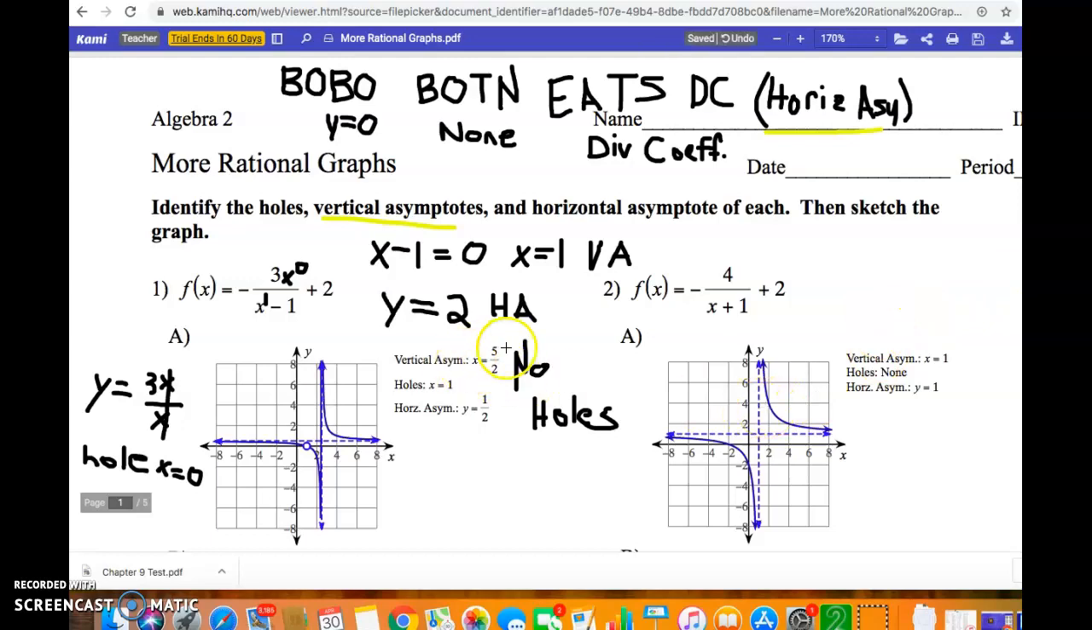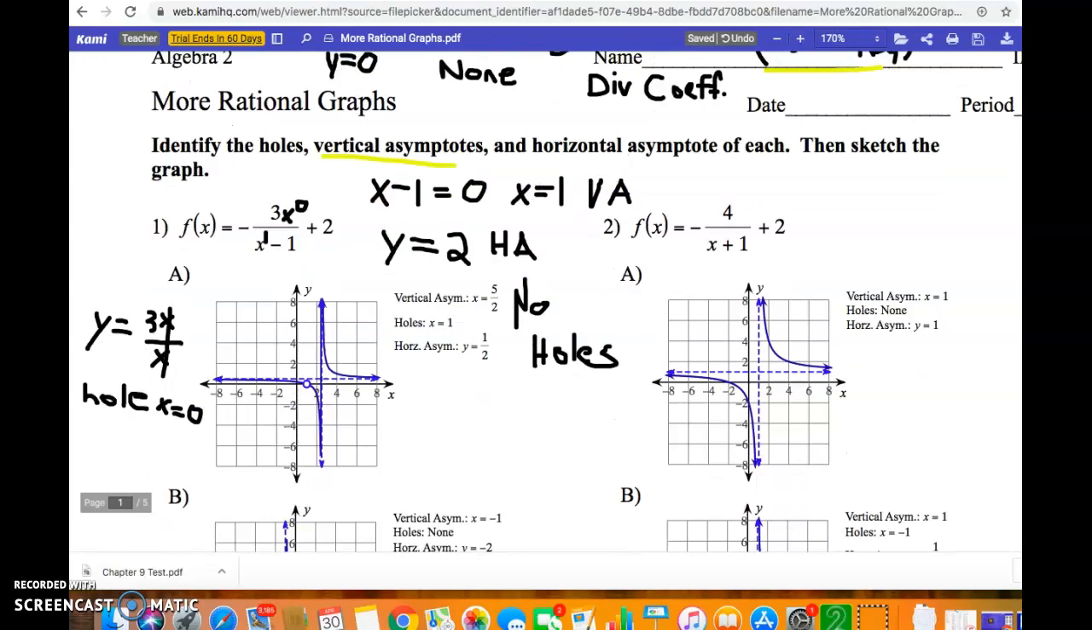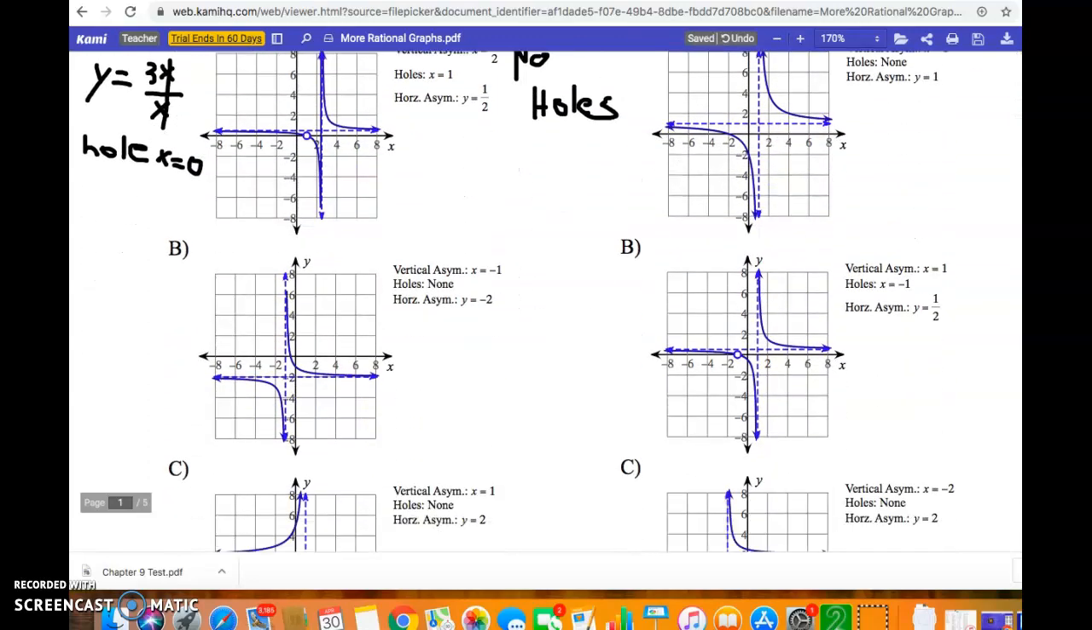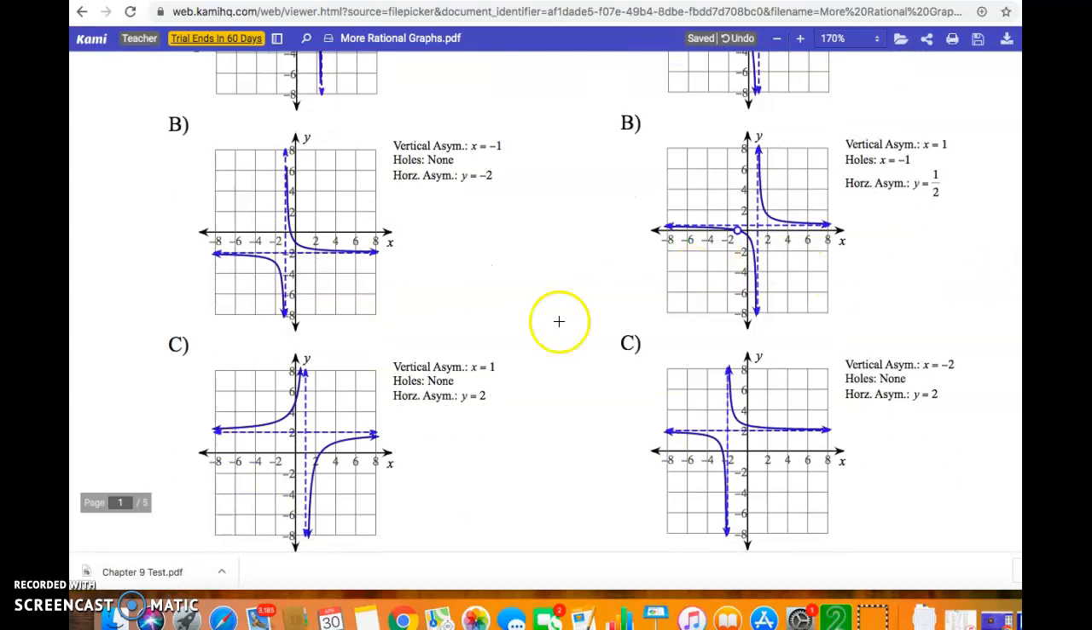So in here, x equals 5 halves, definitely not 1, so it's not that one. Looking for x equals 1. Nope, negative 1 will not work for choice B. C looks good. We've got x equals 1. Oh, no holes like we had before. And the y equals 2.